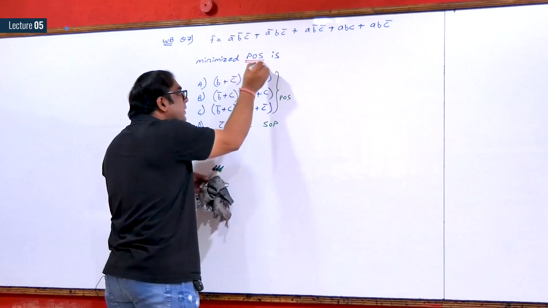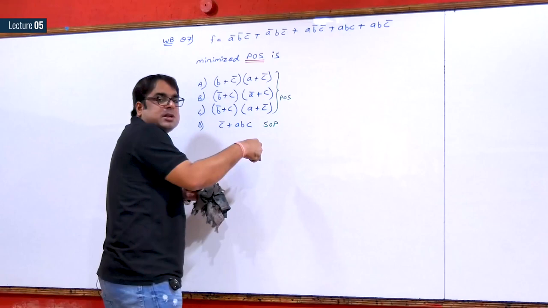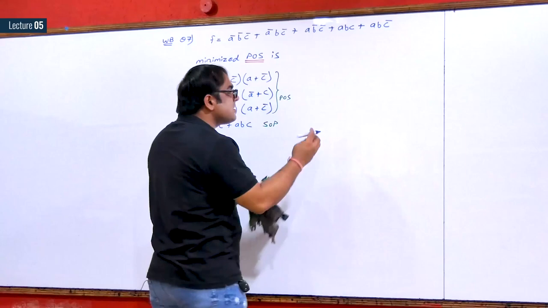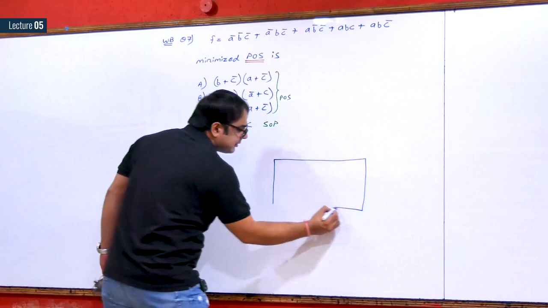We are going for POS not by checking the options, because the options had both formats. I am going for POS because in the question it was clearly written: find the minimized POS expression. For the minimized POS expression, let me draw a K map of three variables.